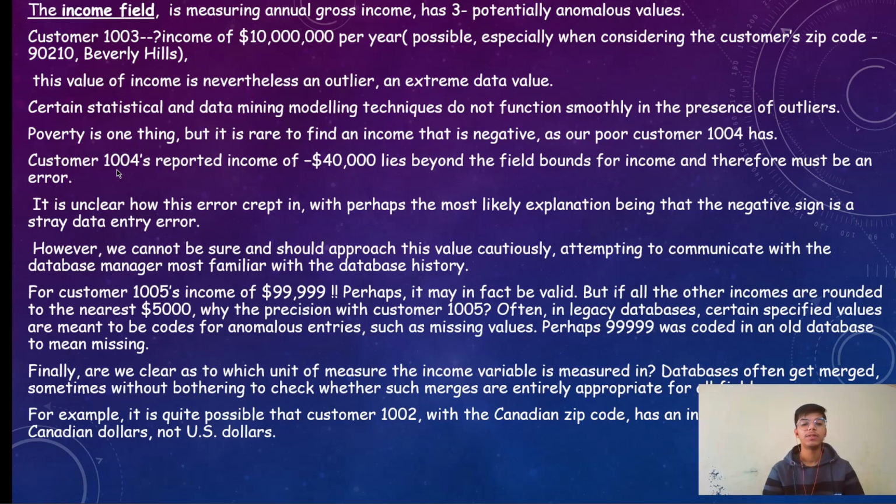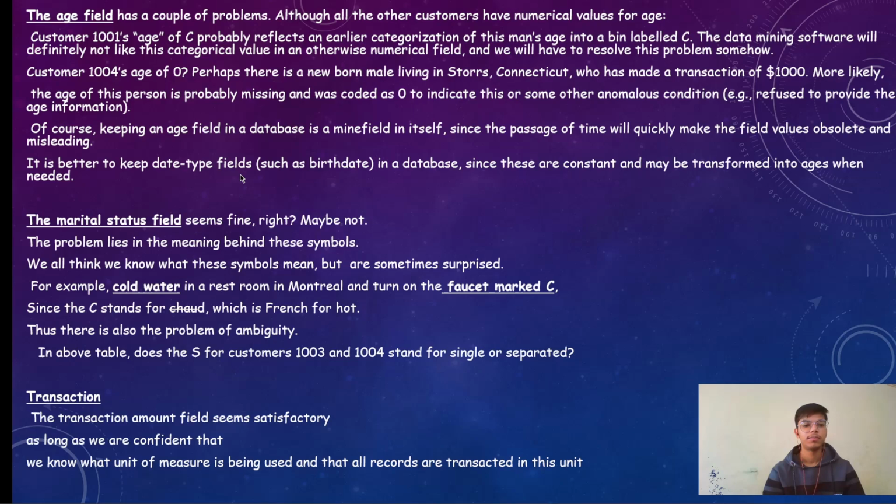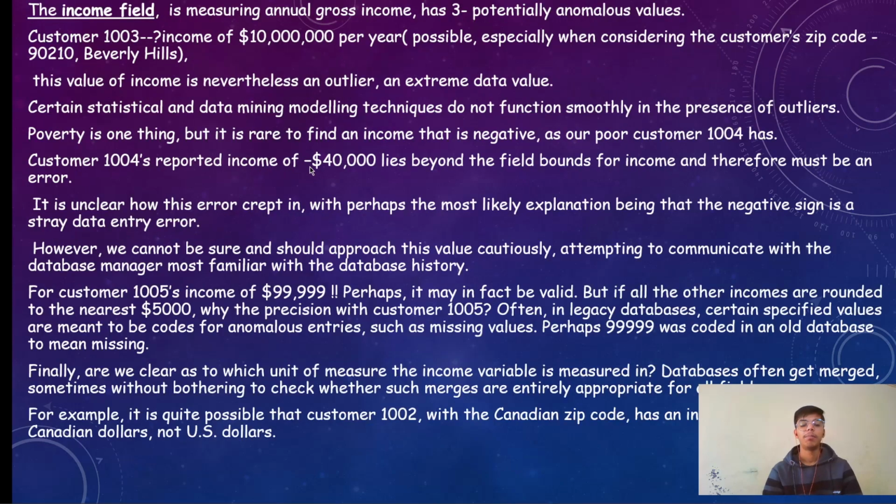has. So customer 1004 reported an income of minus $40,000, which lies beyond the field bound for income and therefore must be an error. It is unclear how this error crept in, with perhaps the most likely explanation being that the negative sign is a stray data entry. However, we cannot be sure and must approach this value cautiously. Attempting to communicate with the database manager most familiar with the database history can be done.